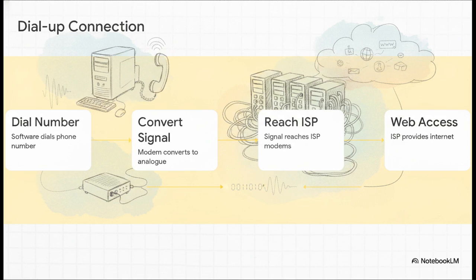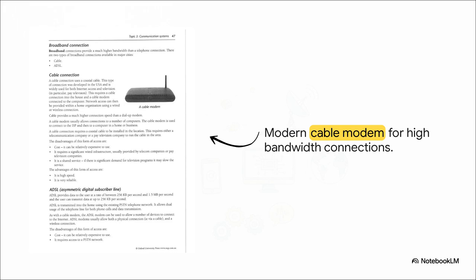It gave you a dedicated line, sure, but man, was it slow. Now contrast that clunky old dial-up method with the modern broadband cable connections we use today. Cable uses coaxial lines, which is often the exact same infrastructure used for pay television. The big advantage here? Vastly higher speeds and much better reliability compared to dial-up.